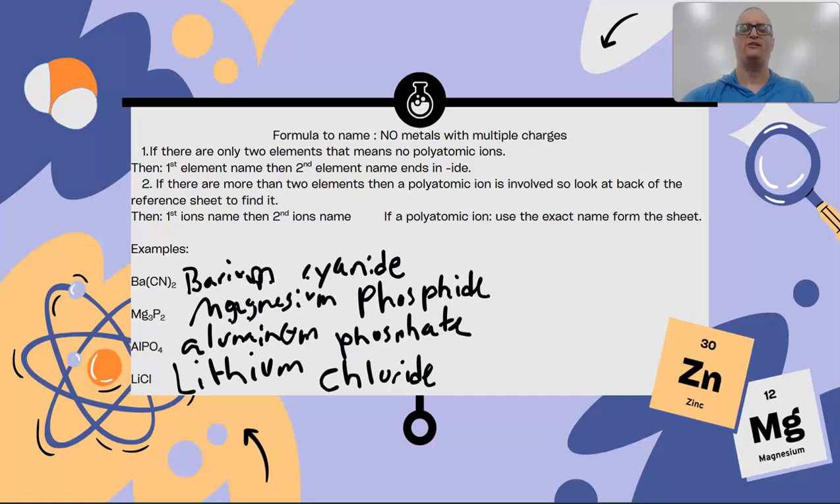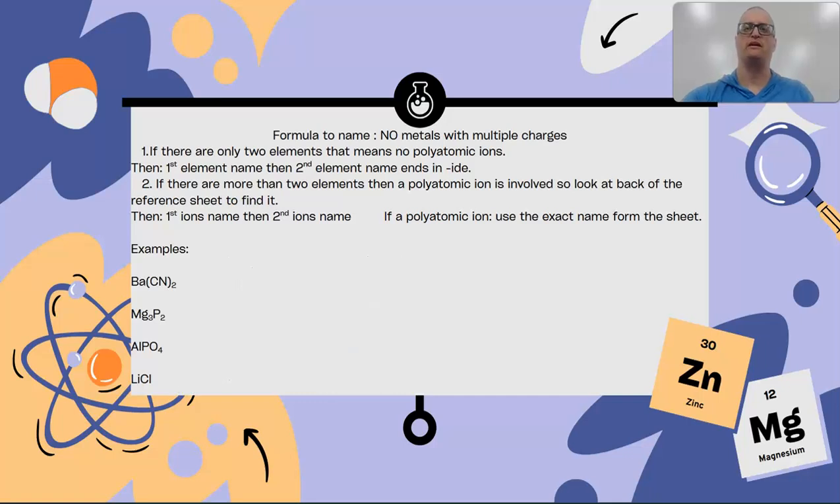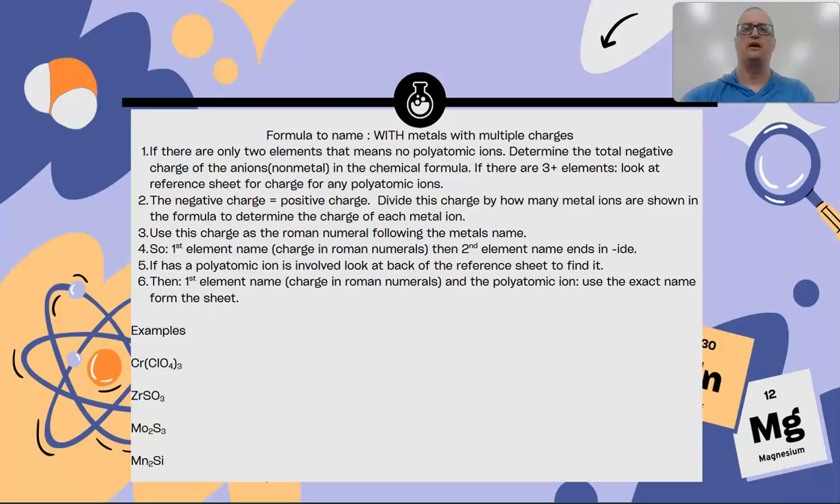All right, let's look at our last, most complicated scenario. So, this is formula to name with metals with multiple charges. Take a moment to just read through the steps, or I should say the criteria, in order to get there, and then we can look at some examples.